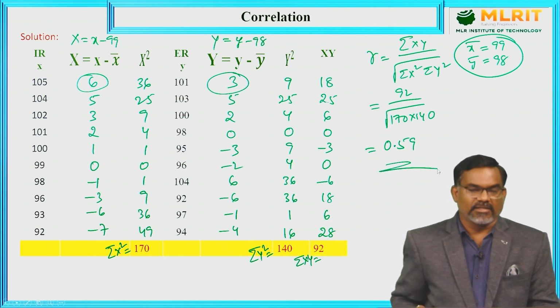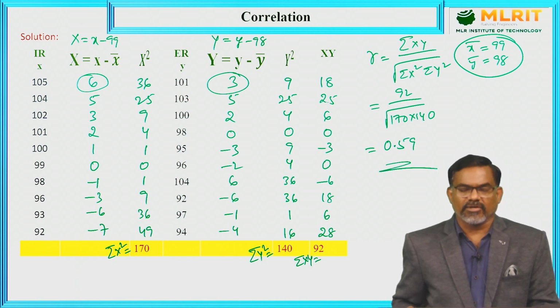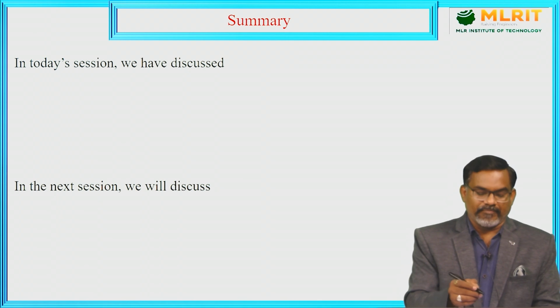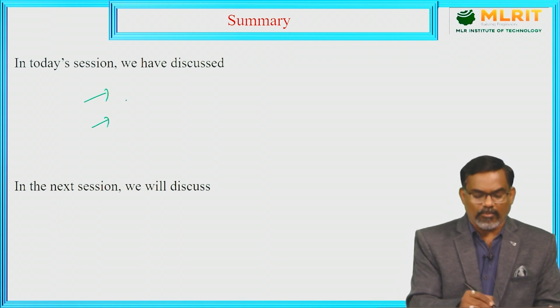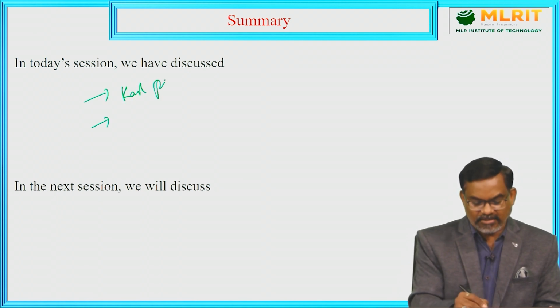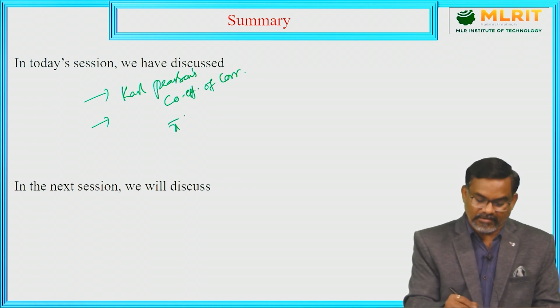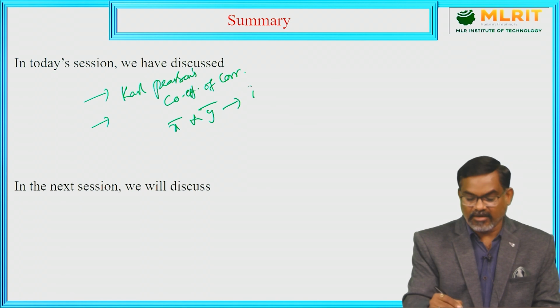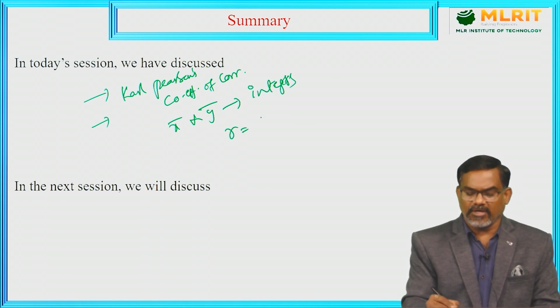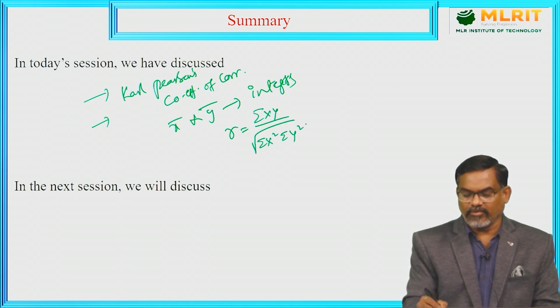So like this, using Karl Pearson's coefficient of correlation, we can measure the magnitude of the relation between the two variables. Today we have solved two problems on Karl Pearson's coefficient of correlation when the means x bar and y bar are integers. And what is the formula? Sigma capital XY by root sigma x square into root sigma y square.